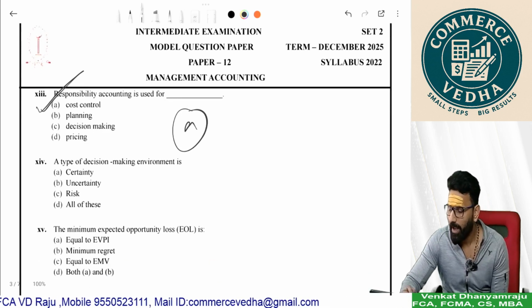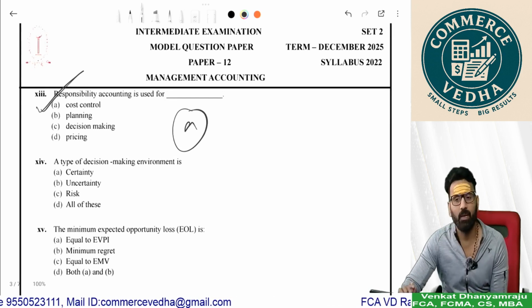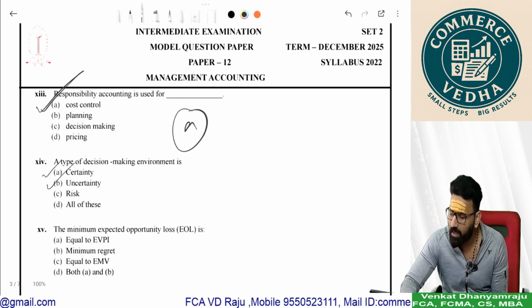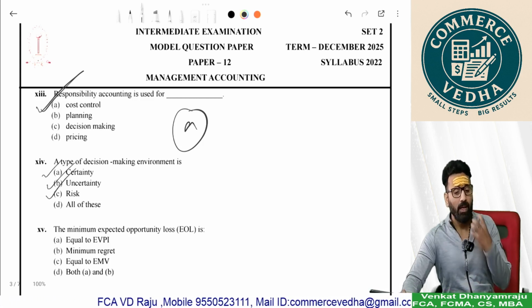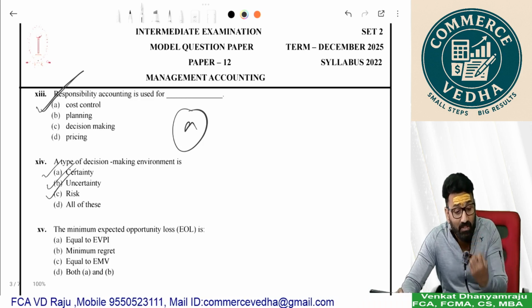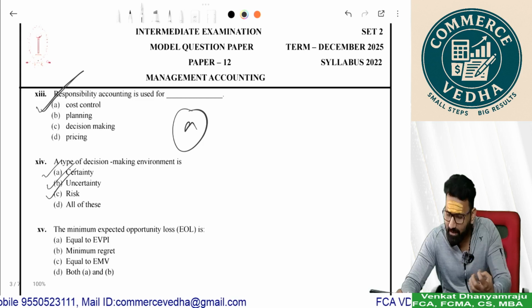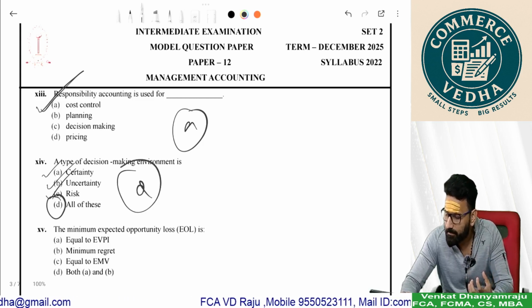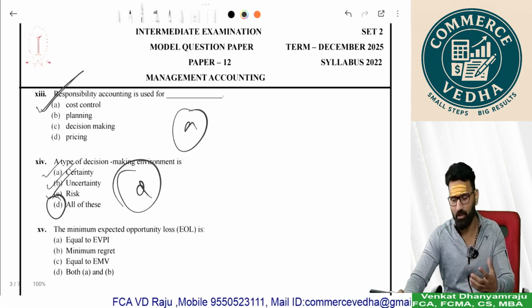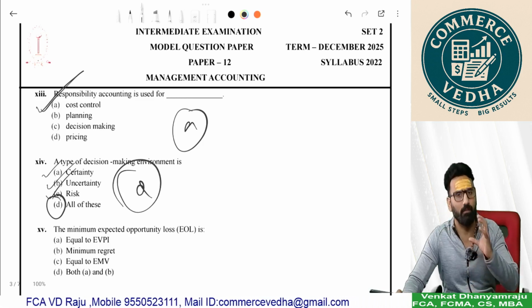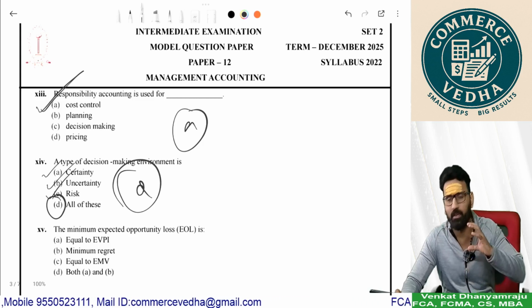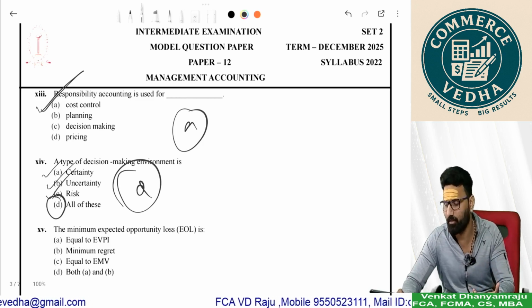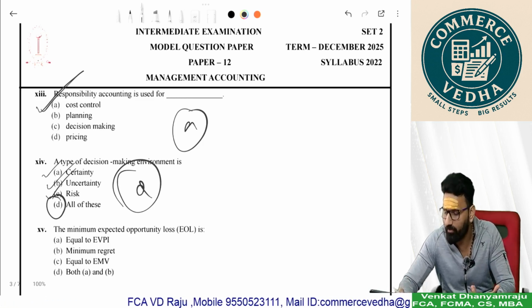Moving on, a type of decision making environment. See, decision making environment has some certainty, some uncertainty, and some risk. Decision making environment can be classified into certainty, risk, and uncertainty. As per the definition itself, the answer is D. So no need to discuss much. Few decisions we can expect with certainty, few with uncertainty, and risk is inevitable in any decision making. So the environment is all of the above.